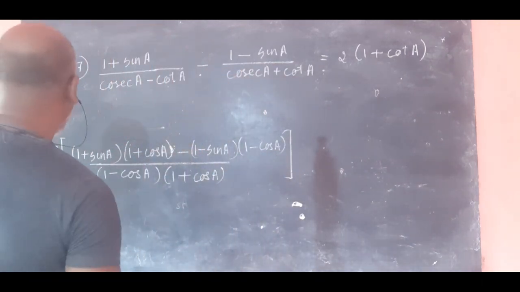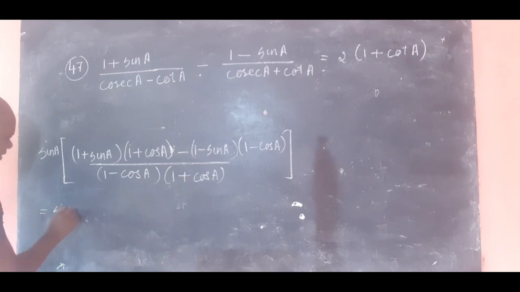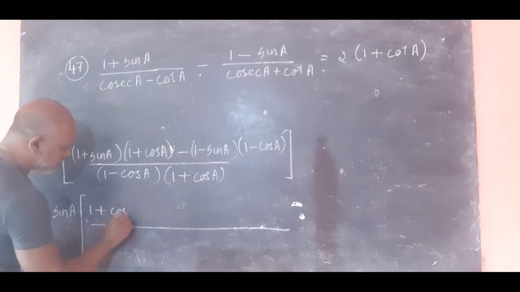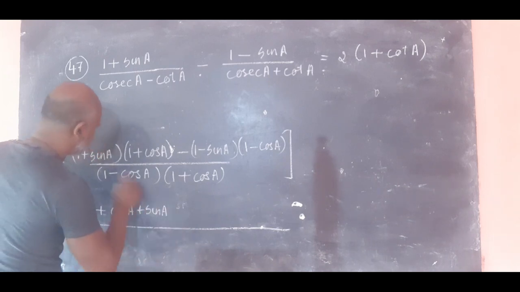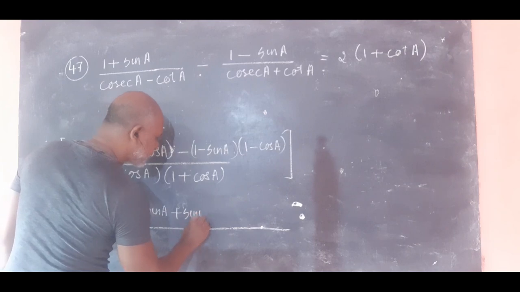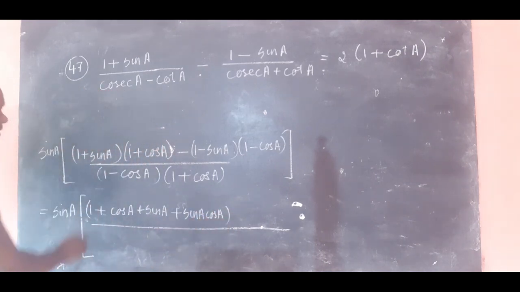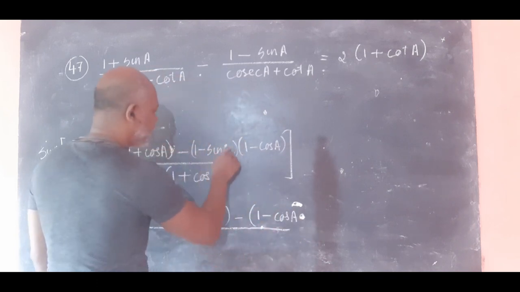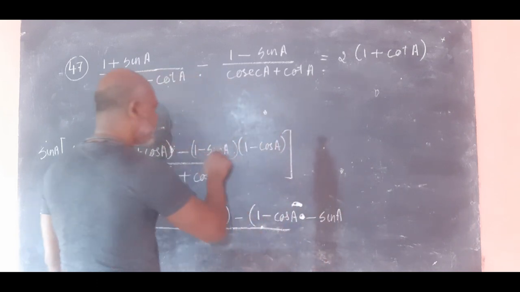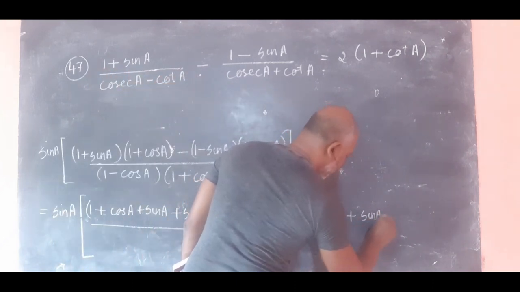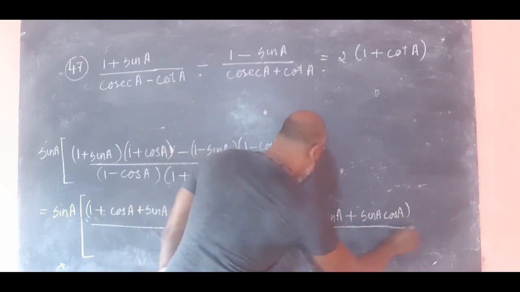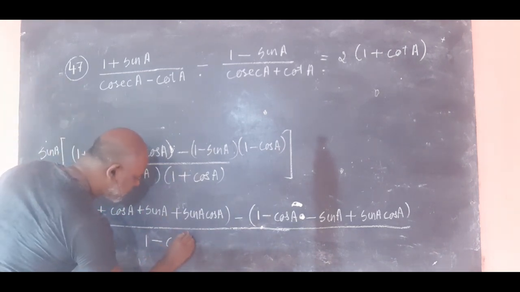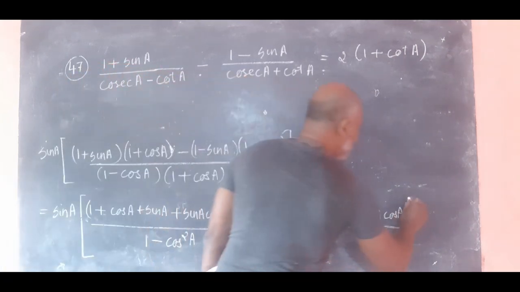So we will simplify this and we have sin a, and then we will multiply this. 1 into 1 is 1, 1 plus cos a plus sin a plus sin a cos a. We will put this in a bracket. Then minus, 1 minus cos a, then minus sin a, then minus minus plus sin a cos a, bracket closed, divided by (1 minus cos a)(1 plus cos a), which is 1 minus cos square a.